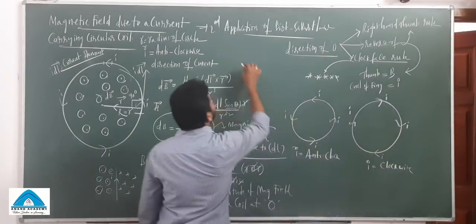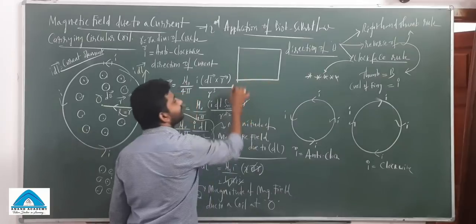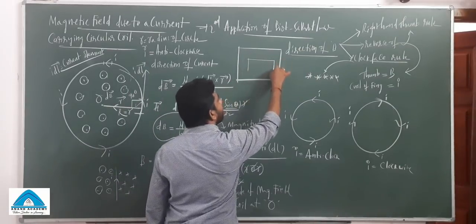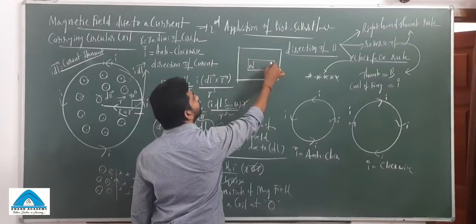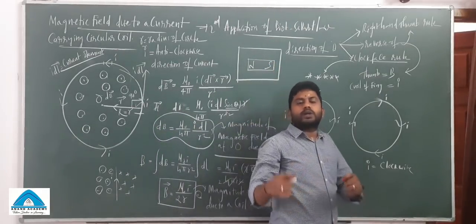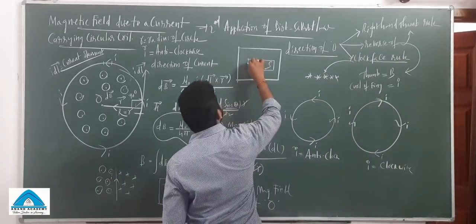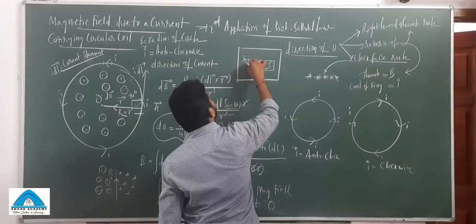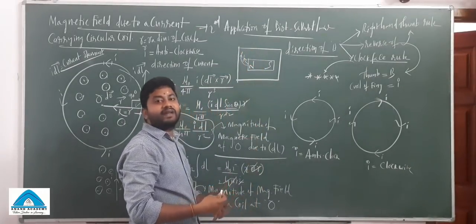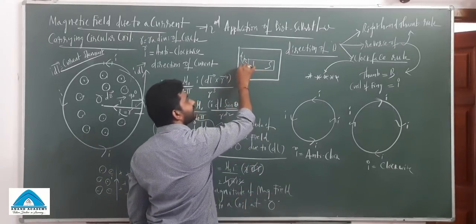Before moving on, I am just using a small concept here. Carefully see. There is a bar magnet I am taking here, with a north pole and a south pole. You know that from the north pole the magnetic field lines will originate. How do they originate? Like this. Look here. From the north pole the magnetic field lines are originating like this.